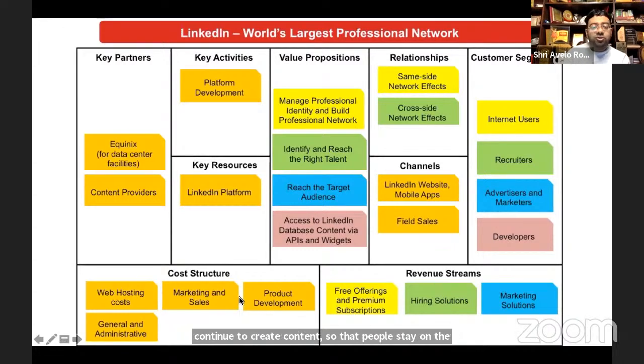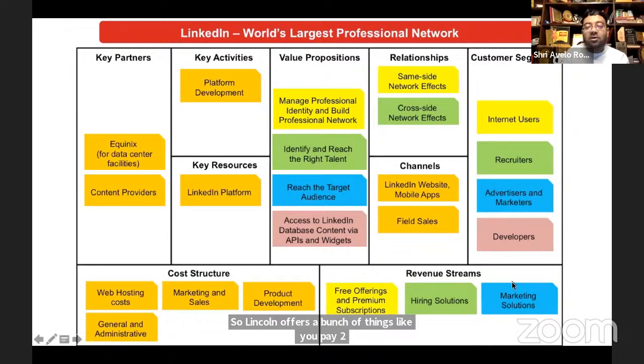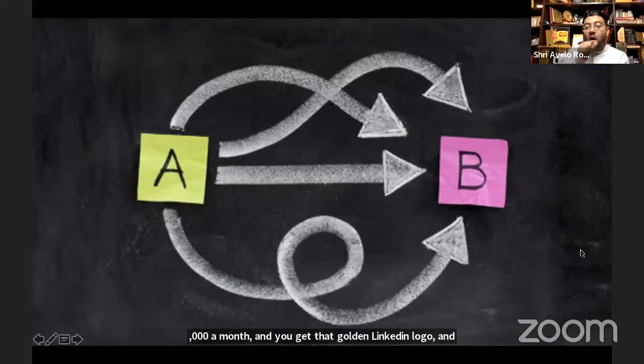Then comes the cost structure and the revenue stream. The cost structure: web hosting, marketing, sales, product development, and general admin. And the revenue stream is premium options, subscriptions, hiring solutions, marketing solutions. So LinkedIn offers a bunch of things, like you pay 2,000 rupees a month and you'll get that golden LinkedIn logo and all of that cool stuff.